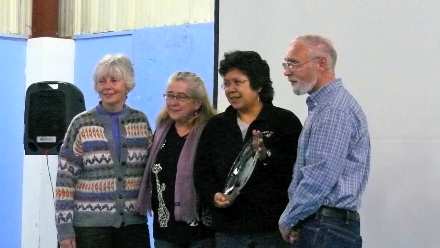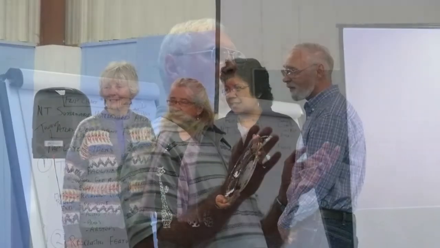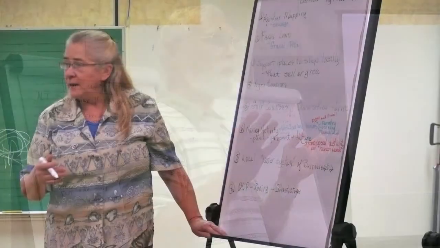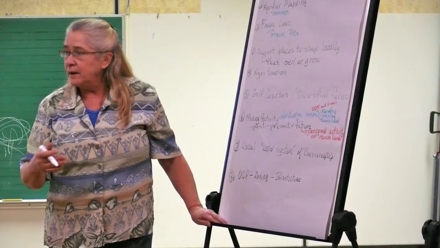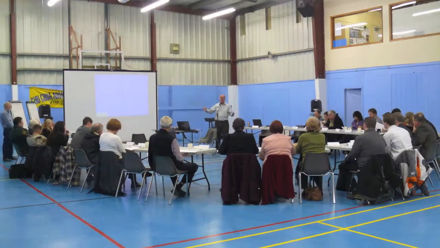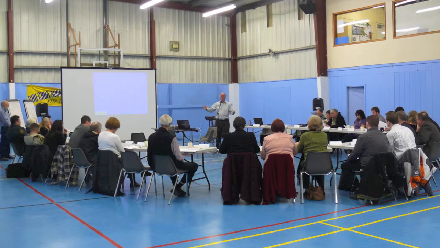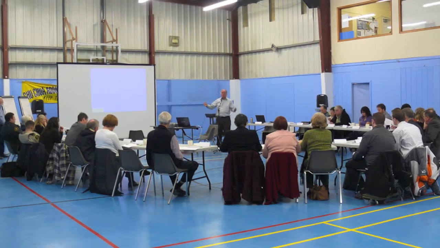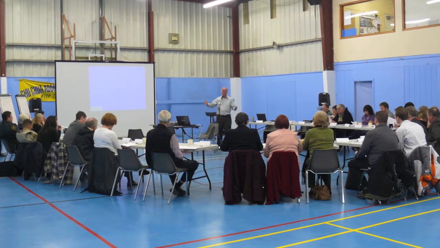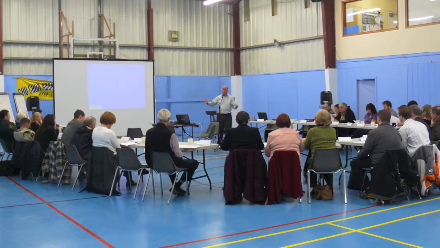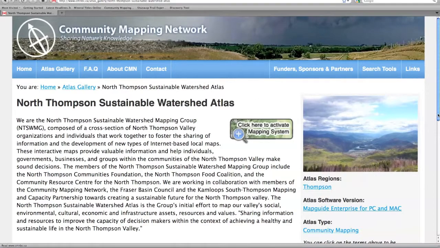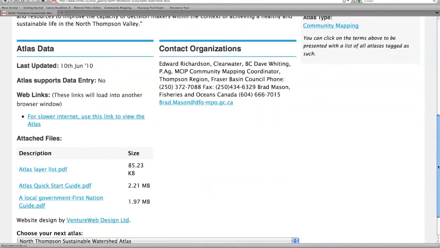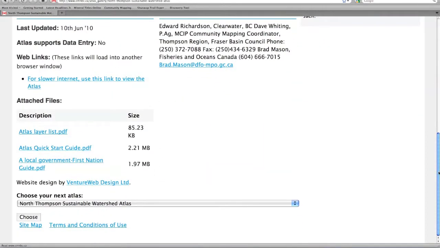This atlas was created by a partnership led by the North Thompson Sustainable Watershed Committee. Other partners include the North Thompson Communities Foundation, the North Thompson Food Coalition, the Community Resource Center for the North Thompson, and the Community Mapping Network. This video is short and will provide you with information on how to access the atlas on the internet, as well as show you 3 documents that are available to help you use the atlas.